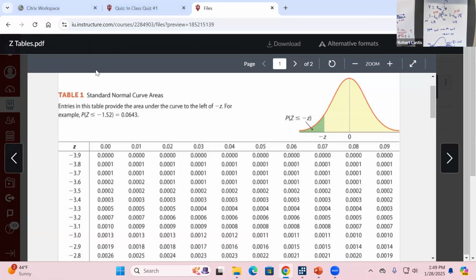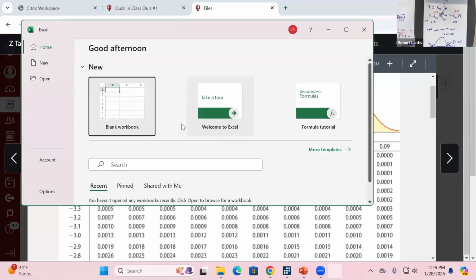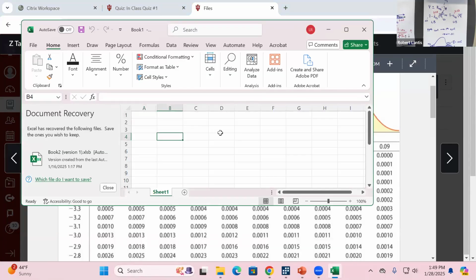So if anybody can beat me to it, I'll throw these into Excel real quick. But if anybody beats me to it, let me know. So the lower bound would be what?